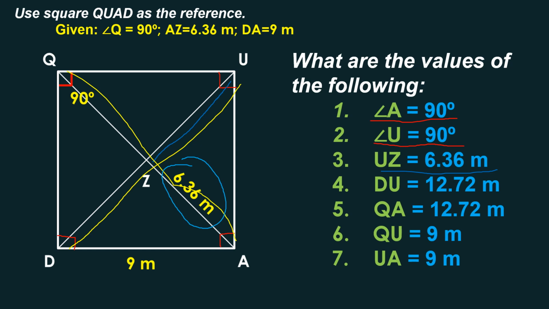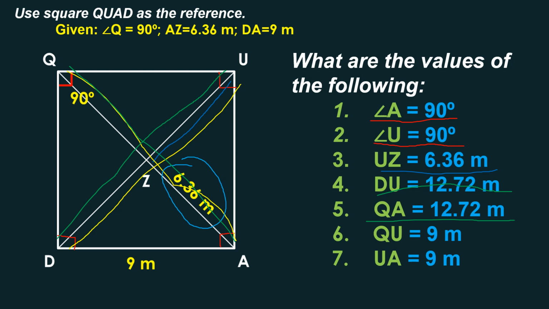Next, DU. DU is 12.72 meters. So DU is a whole diagonal here. Since DU is equal to QA, and half of QA is 6.36, we can just multiply 6.36 by 2 for us to get the value of DU, which is 12.72 meters. Same with QA here, which is also 12.72.